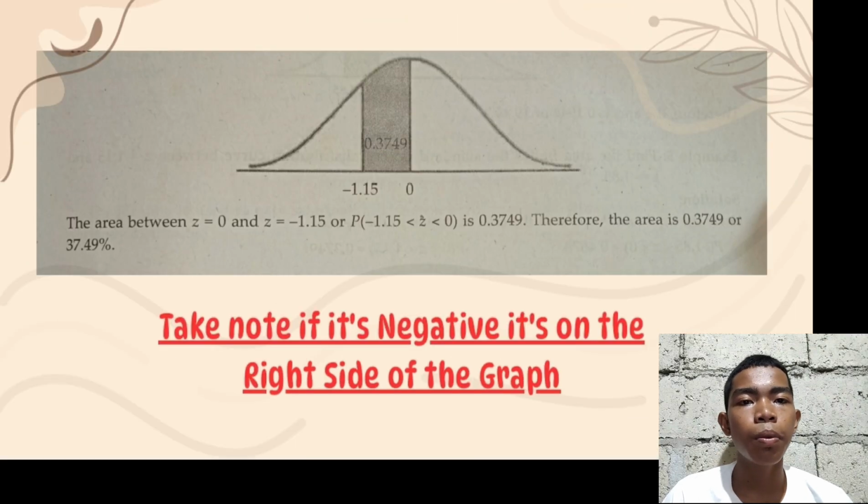So the area between z equals 0 and z equals negative 1.15, or P(negative 1.15 < z < 0), is 0.3749. Therefore, the area is 0.3749 or 37.49%. So take note, if it's negative, it is on the left side of the graph.